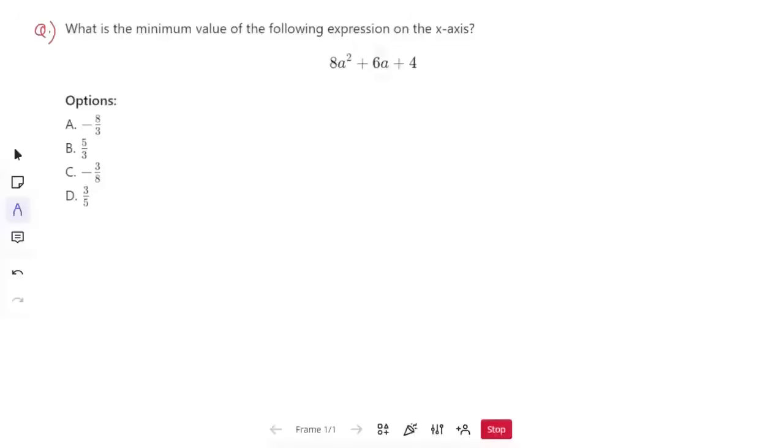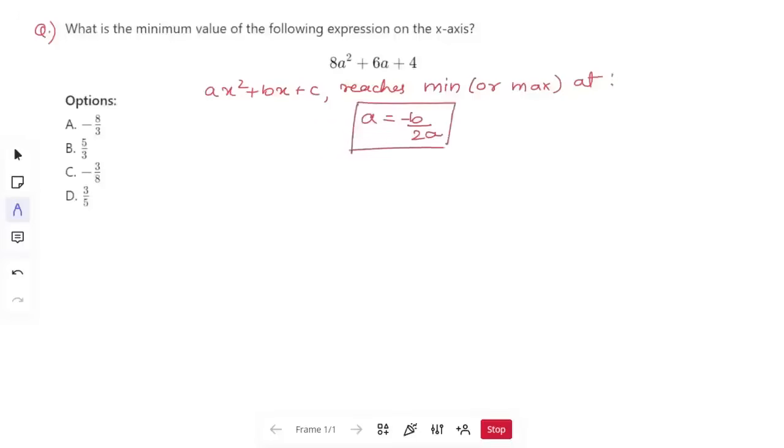What is the minimum value of the following expression on the x-axis? We have the equation as 8a square plus 6a plus 4, and we have the different options that are given to us. See, before solving this question, you should know one thing, that a quadratic equation of this form, that is ax square plus bx plus c, reaches minimum or maximum at a equals minus b by 2a. Okay, so this is one general rule that you should know before solving this question.